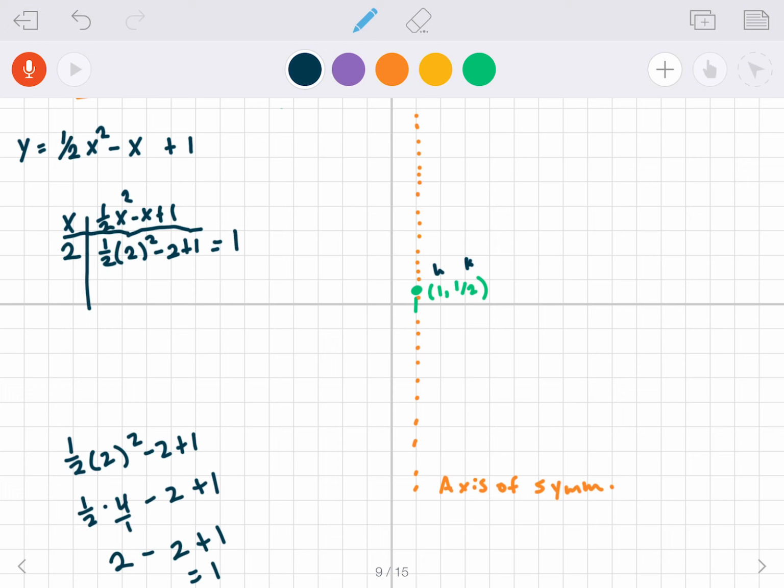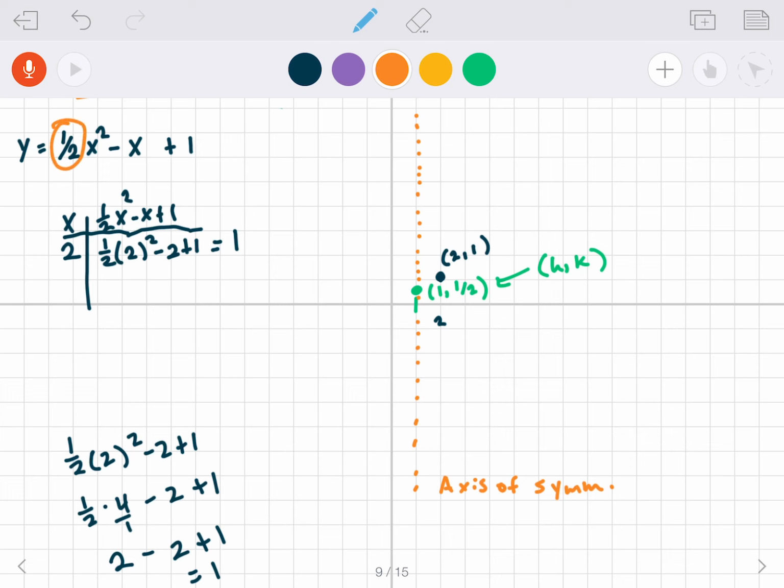All right, so we can plot that. When x is 2, our output is 1. So here is a point right there. Actually, maybe I'll put this h, k under it. I'll just put it to the side so you guys can see this. So this is h, k, that's our vertex. And our other point was at 2, 1. So when x is 2, y is 1, this is 2, 1.